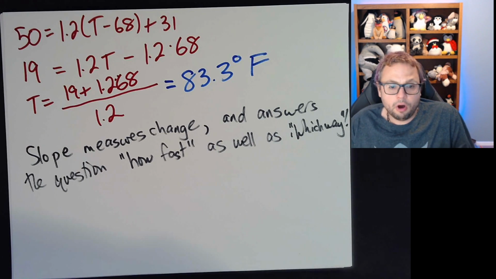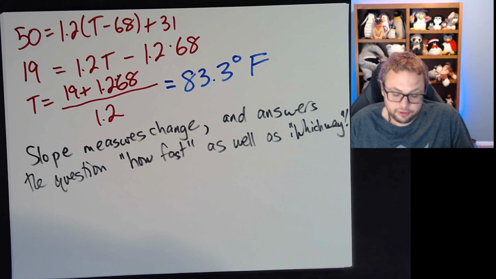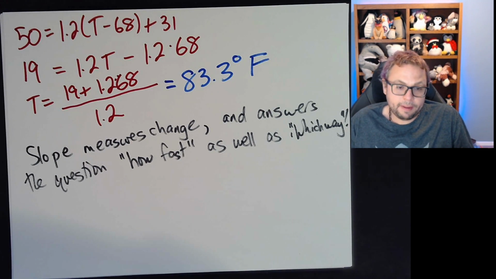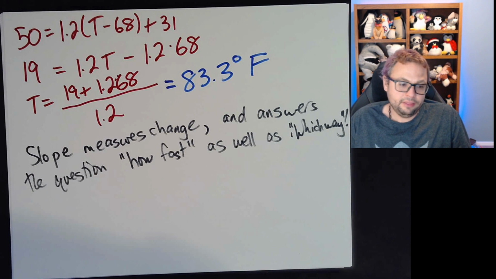Slope itself is always a measure of change. And it's really a way of talking about change and answering two fundamental questions about change. The first is, how fast is a thing changing? So when we talked before about the college tuition and we got that the slope was $890 per year, that was telling us how quickly the tuition was going up.